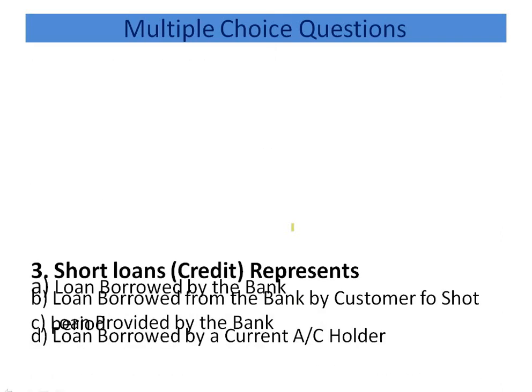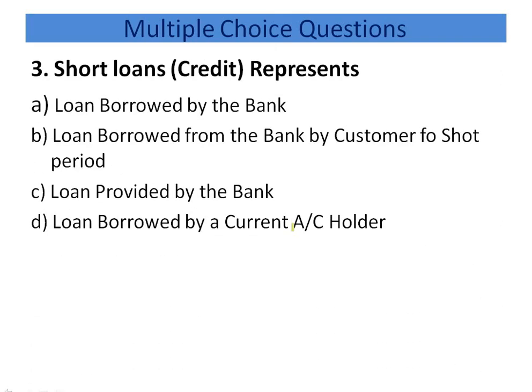Question number 3 is, short loans credit represents option A, loan borrowed by the bank. Option B, loan borrowed from the bank by customer for short period. Option C, loan provided by the bank. Option D, loan borrowed by a current account holder. The right answer is option A, loan borrowed by the bank.